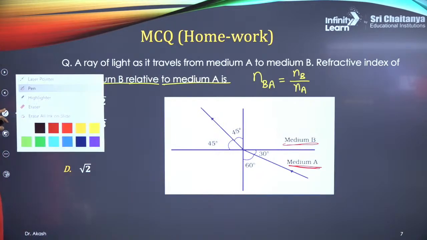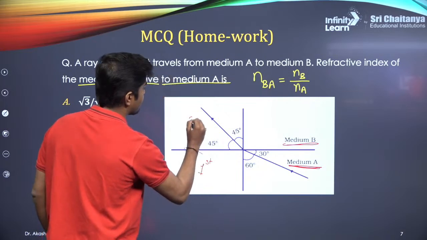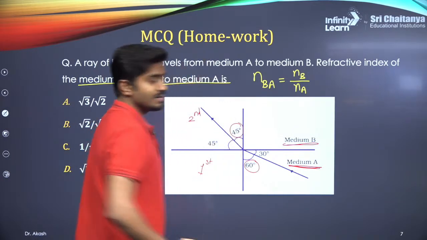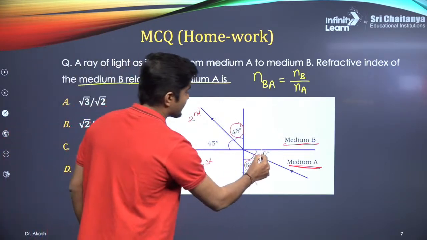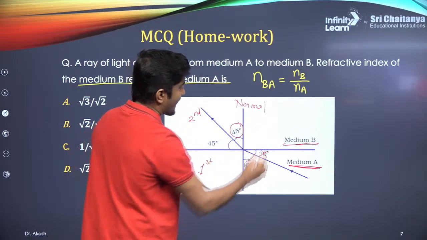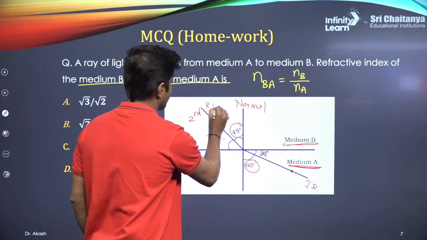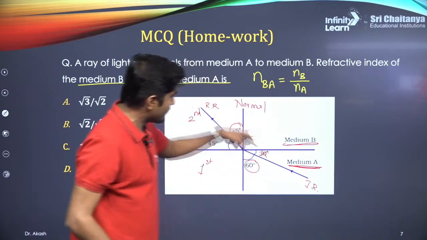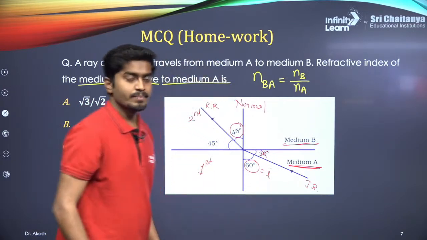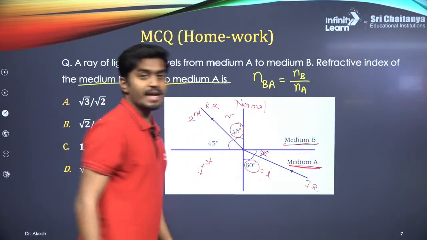So how will you find it out? Again, this is the first medium, there is a second medium. There is an angle in the first medium and an angle in the second medium. You don't have to consider this. This is the normal. There is an incident ray and this is the refracted ray. The angle between the normal and the incident ray is our angle of incidence, and the angle between the refracted ray and the normal is the angle of refraction.